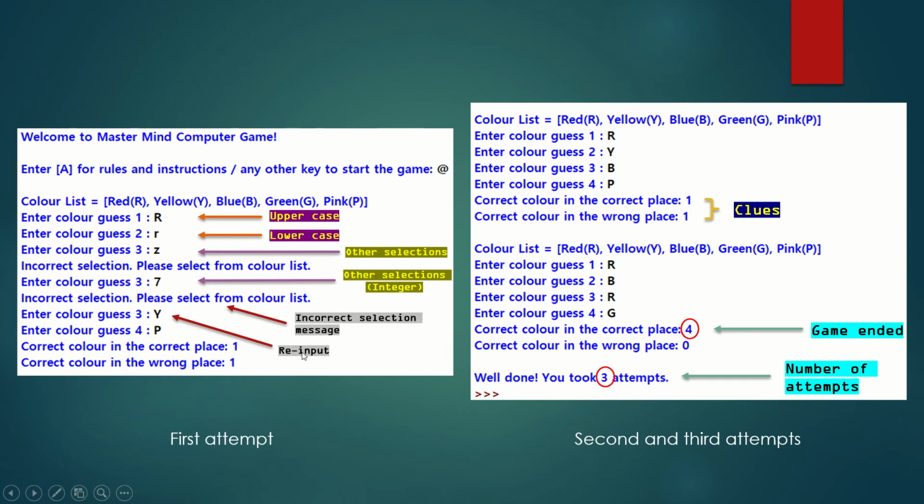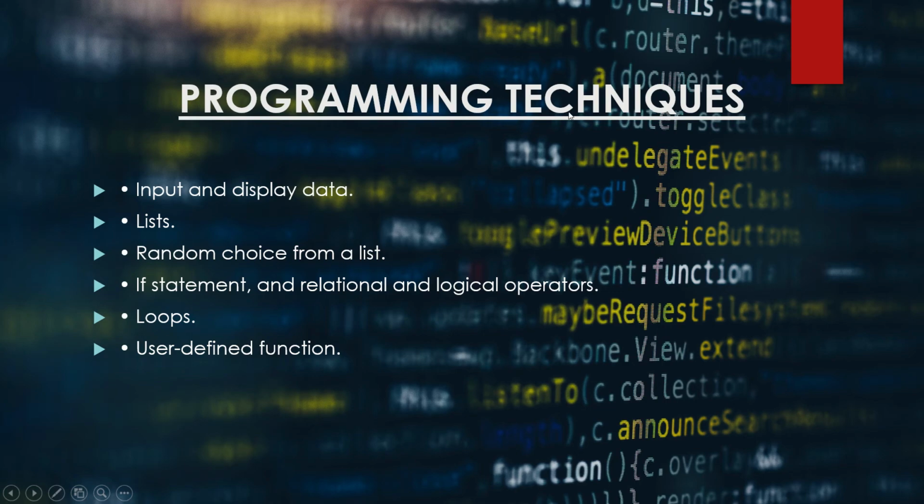Moving on, the program will check the user's input and display clues by indicating how many correct colors are in the correct place and wrong place. The program has been designed to enter a loop until the user manages to guess 4 correct colors in the correct place, and end by displaying the number of attempts taken. Here are some programming techniques I applied in this project.